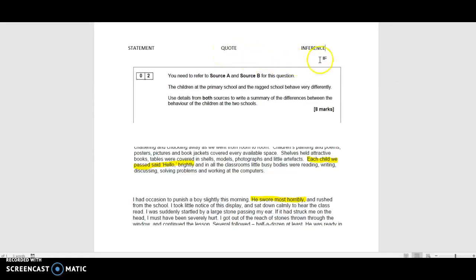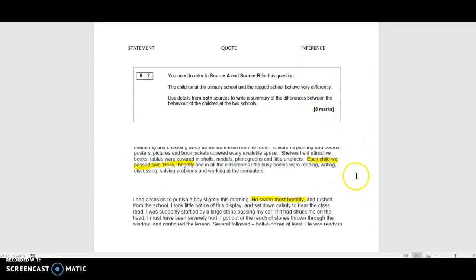But that's not enough. The skill that gets you the most marks is the inference skill. So this means you've got to sum up what the difference shows you, in your own words. So what does that show us about the two schools? If in one school the children are really polite and saying hello, and in the other they're swearing. Now there's not one right answer to this, but one idea might be that the teachers have more control in one school, or that the children are happy to follow the rules in one of the schools and not in the other. So, as I say, you can have different ideas.